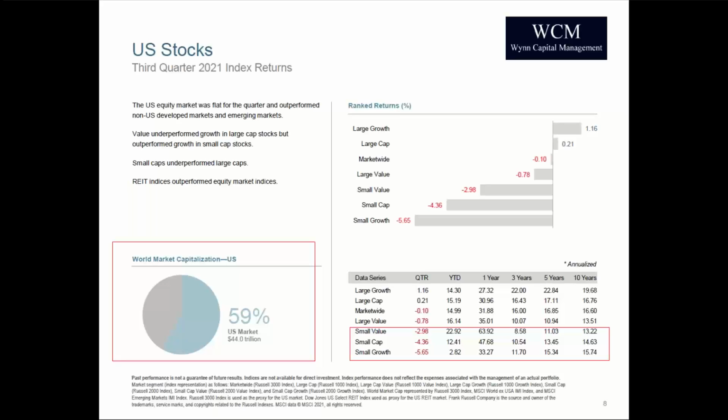For U.S. stocks, there are going to be three slides in a row that look at the U.S., developed countries and emerging markets, all with the same data. In the upper right, these are the asset classes, relatively flat, but large growth was up a little bit. Then there's long-term performance down here, all the way out to 10-year annualized performance. And I've highlighted that small cap in general has underperformed large growth.